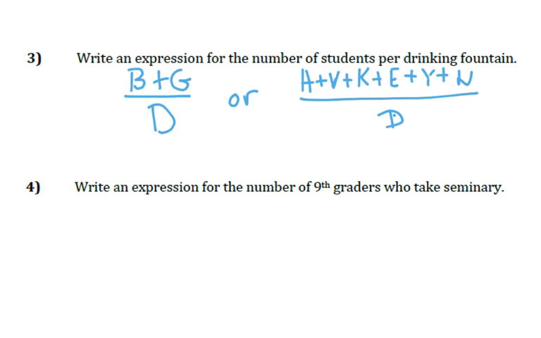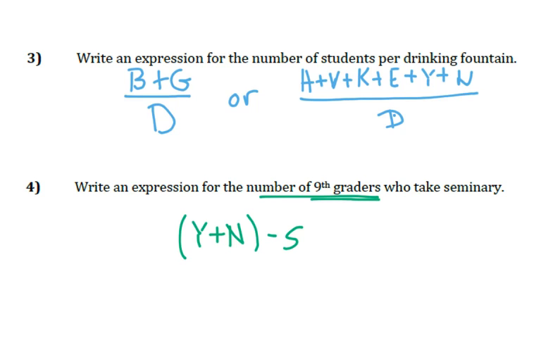Number 4, we want to write an expression for the number of 9th graders who take seminary. So we're going to start with the number of 9th graders. Remember, if we go up to our table, the 9th grade boys was Y, the 9th grade girls was N, so we're going to add those together. There's our total number of 9th graders. And then we want those that are taking seminary. At the very bottom, S is the number of 9th graders who don't take seminary. So we're going to subtract S.